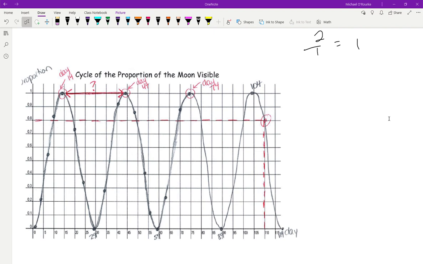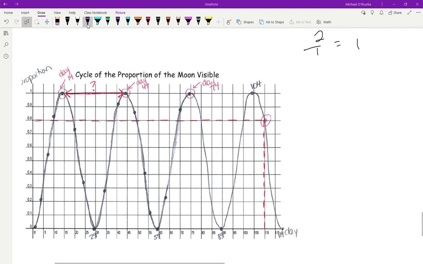Now what's your period here? That's days across the bottom. What's the period? We have 30 days, 29 days if you want to be technical. So we can estimate 30 days on our chart. If you want to be super technical, 29 days.